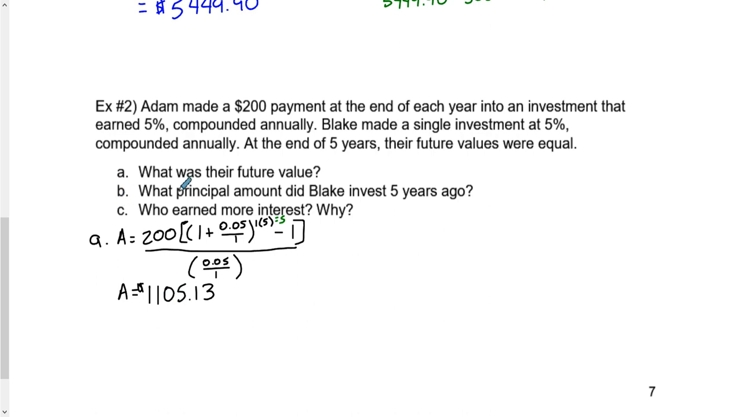Part B asks, what principal amount did Blake invest 5 years ago? Well, because at the end of 5 years, their future values are equal.